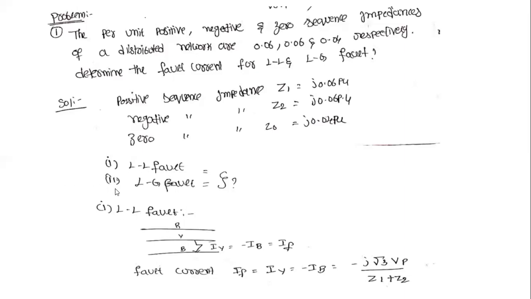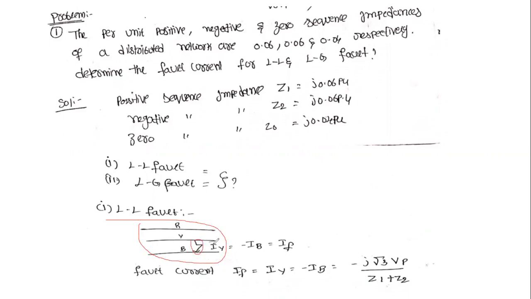We are calculating the line to line faults and line to ground faults. Suppose we are taking the line to line fault, that is, the fault will be obtained between the Y and B phases. Suppose we are considering a three-phase system. Therefore the fault will be obtained between the Y to B phase.